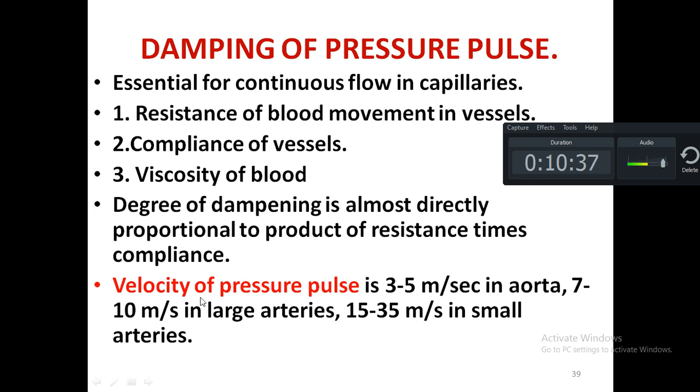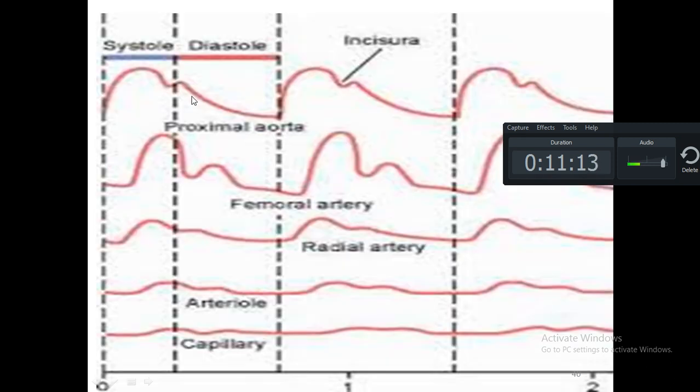Now, the velocity of the pressure pulse in different parts of the arterial system is different. For example, it is 3 to 5 meters per second in the aorta, 7 to 10 meters per second in the large arteries, and about 15 to 35 meters per second in the smaller arteries. So in the smaller arteries, the pulse is traveling at a very rapid rate. So this is how the dampening occurs.